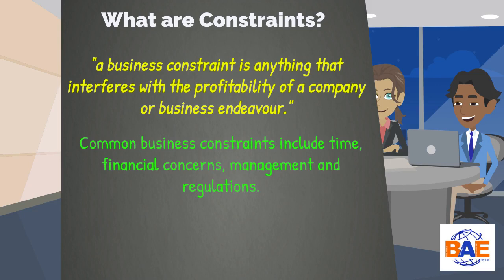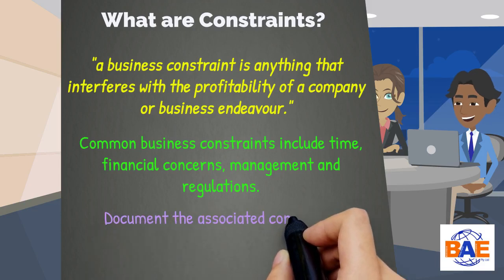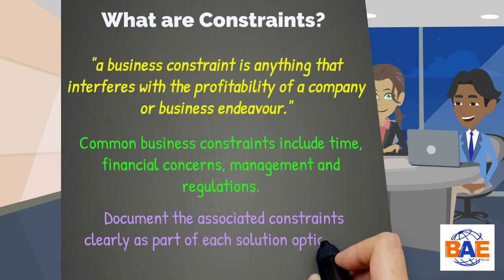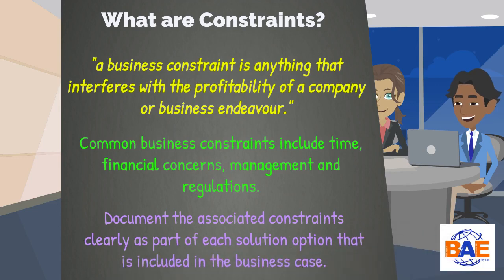Examples of constraints that should be considered include time constraints that may be associated with any of the solution options in your business case. Financial constraints can be any budgetary constraints that must be included. An example may be a limited budget which will prevent the organization from pursuing a particular solution option. Company policies, regulations, and management and staffing are more examples of areas where constraints may exist that impact your business case solution options. You should make sure to document the associated constraints clearly as part of each solution option that is included in the business case.